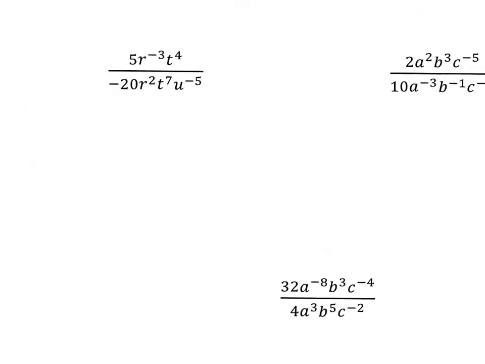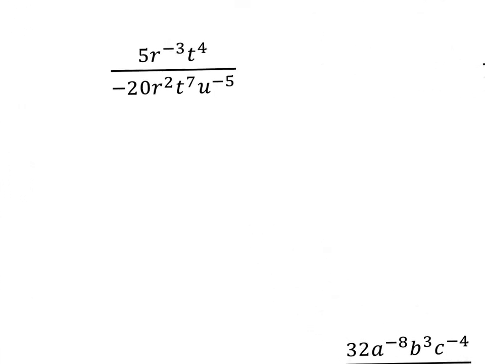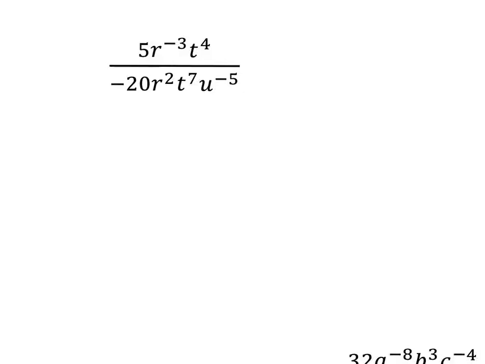Okay, let's look at a few examples. I'm going to break up this problem into separate components. So I'm going to keep the numbers together, the r variables together, the t variables together, and the u variable in its own group. So when I break this down, I have 5 over negative 20, which I'll look at simplifying, r to the negative 3rd over r squared. I'm multiplying these. I have t to the 4th over t to the 7th.